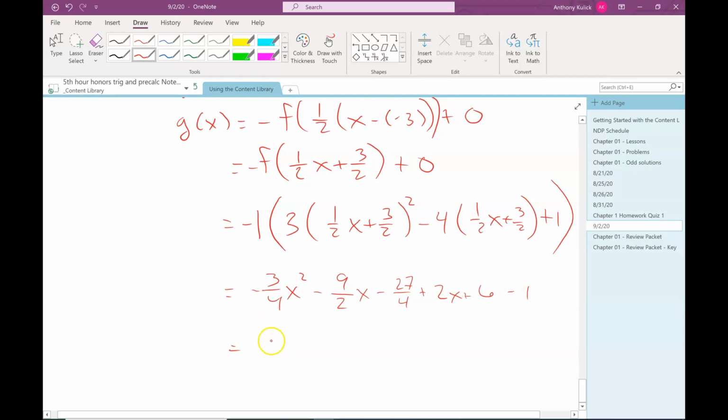And then we just need to combine some like terms, right? So negative 9 over 2 plus 2 is negative 5 over 2. And then negative 27 over 4 plus 5 is negative 7 over 4, I think.